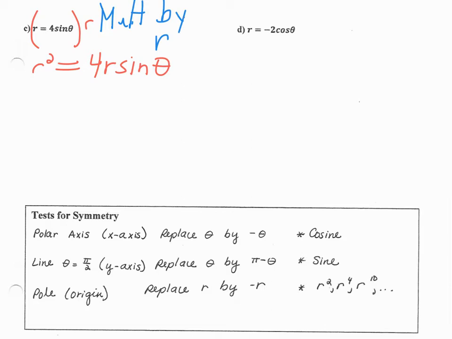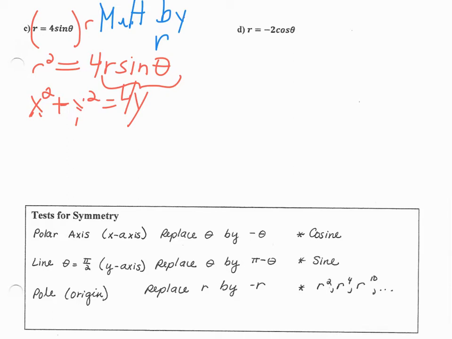R sine theta is the same as y. r squared is the same as x squared plus y squared. All right, so now I have x squared plus y squared equals 4y.